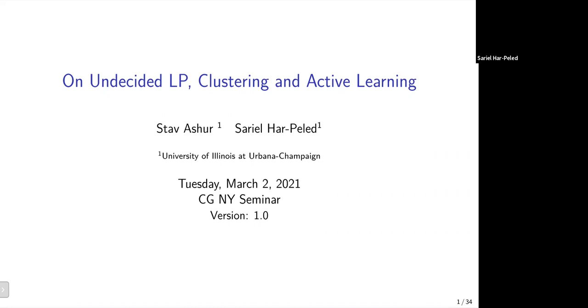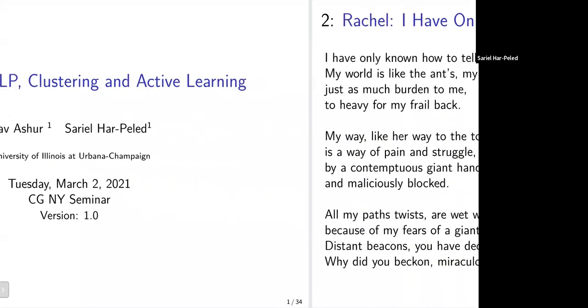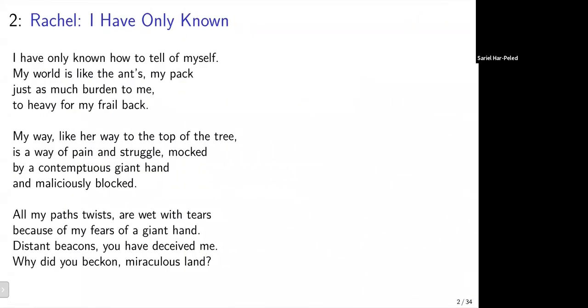And since this is a scientific talk, let's start with a poem. Now, since this poem has nothing to do with the talk, I'm not going to read it to you, but I put a link to it in the chat, so you can read it while you zoom out from my talk.